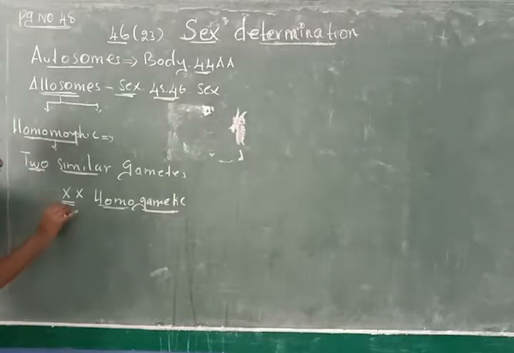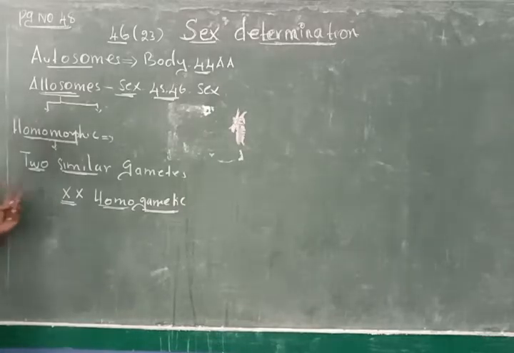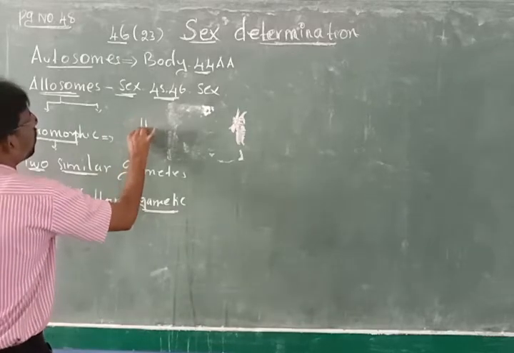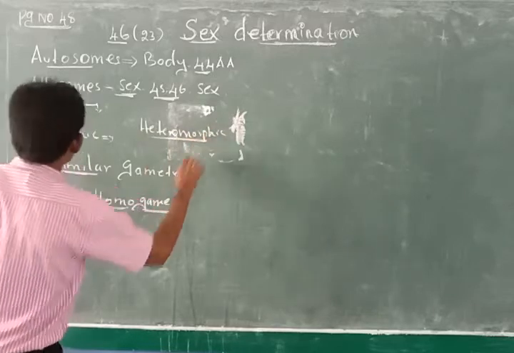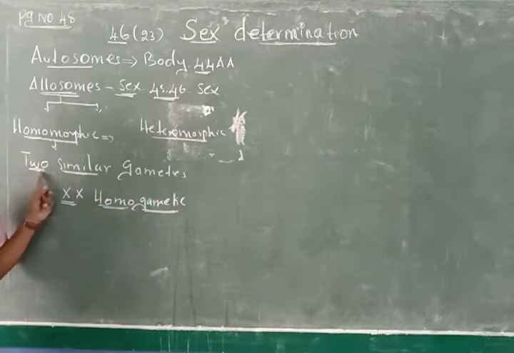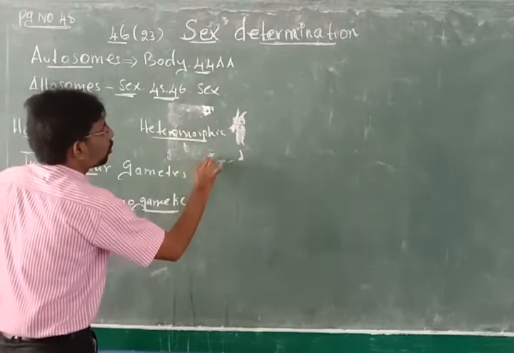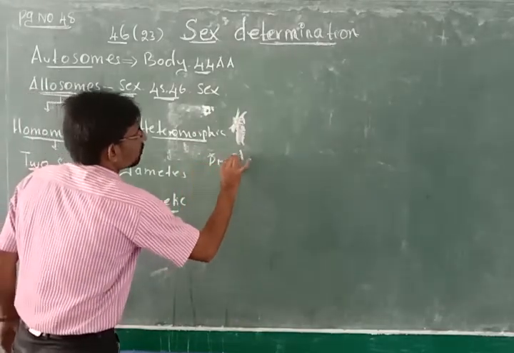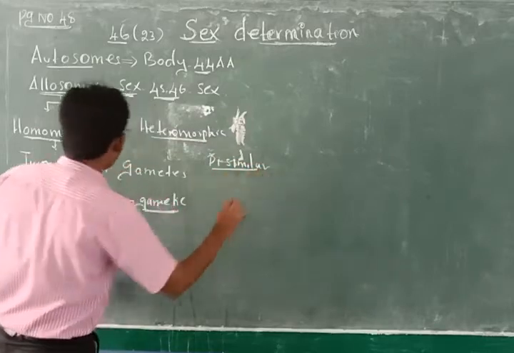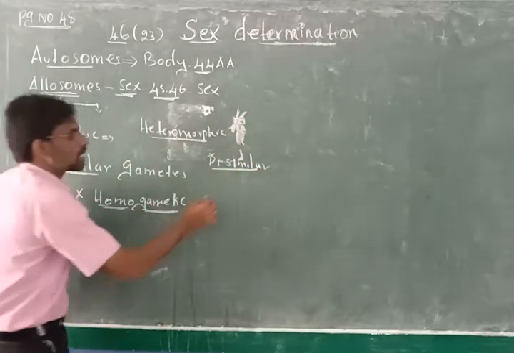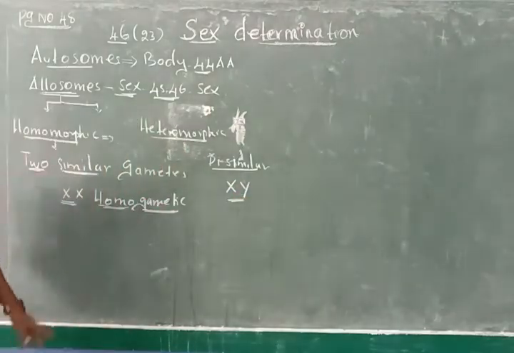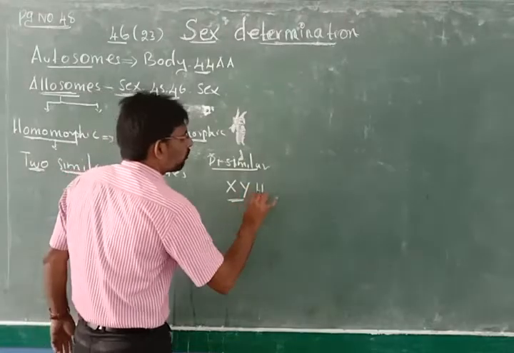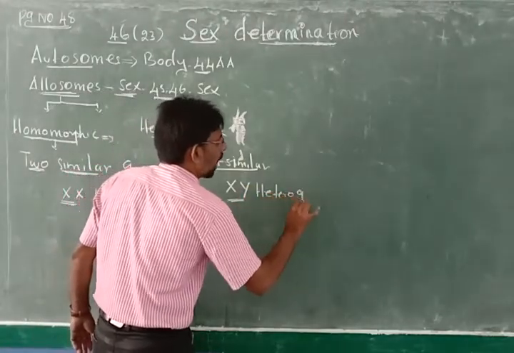For example, in female we have two X chromosomes that look similar. So this is called homomorphic. And the second set is called heteromorphic. Heteromorphic means it is dissimilar. Here you have two similar gametes, but there you will have two dissimilar gametes. So in dissimilar gametes, for example, in a human male, we will have X and Y chromosomes. Since it is producing two different ones, it is called heterogametic.